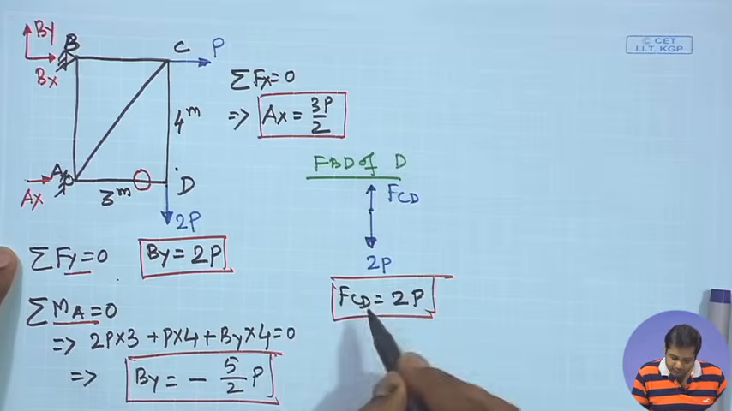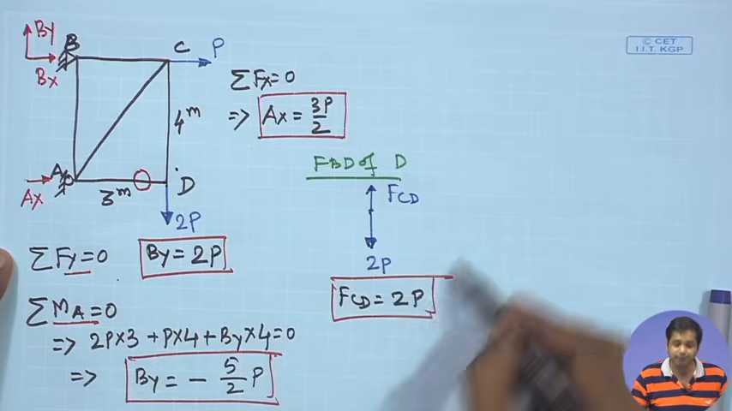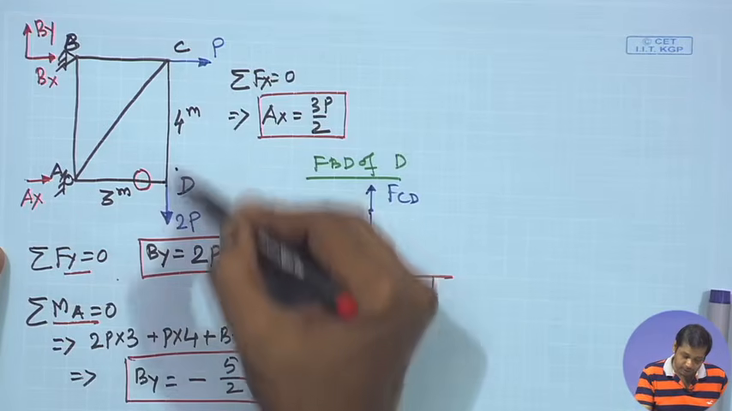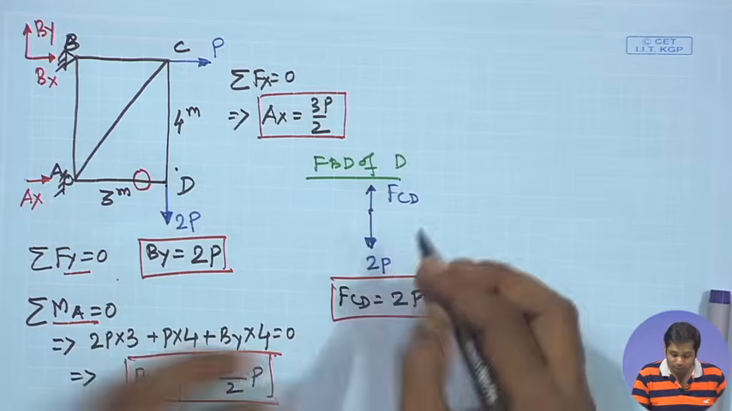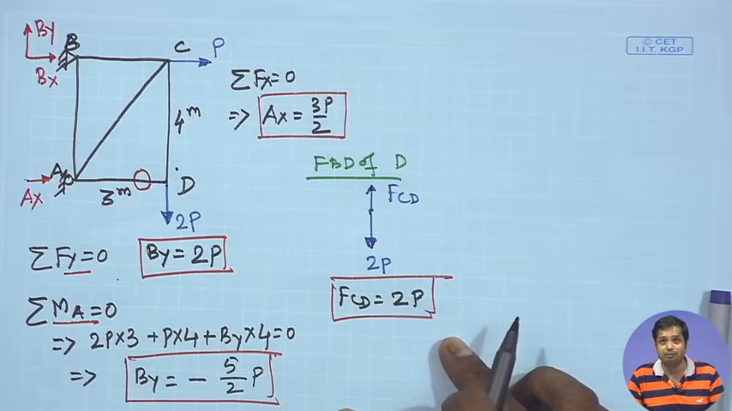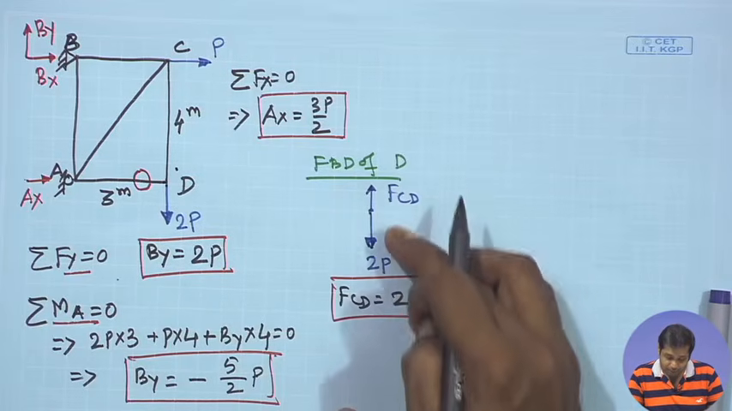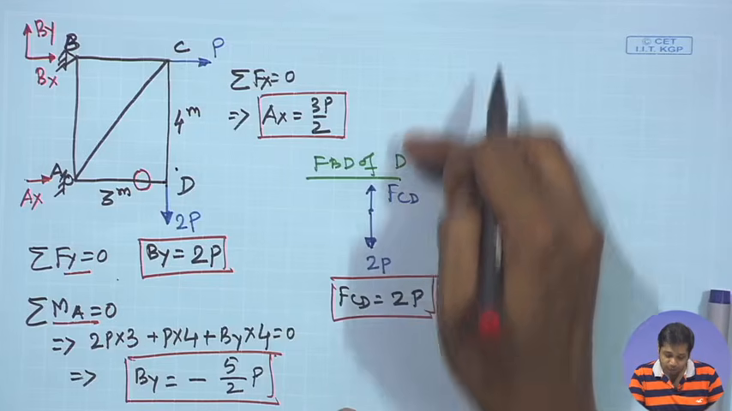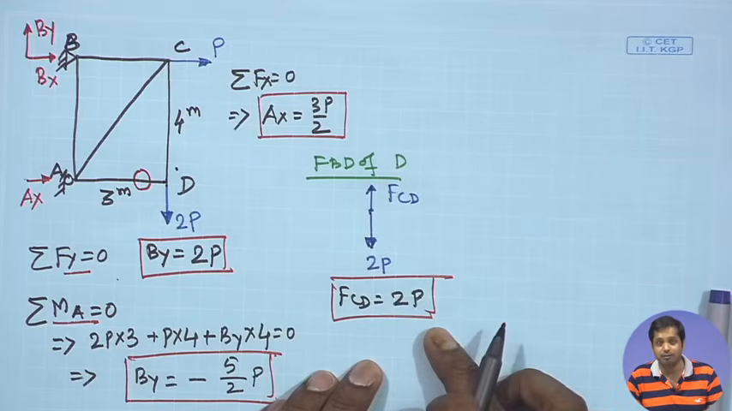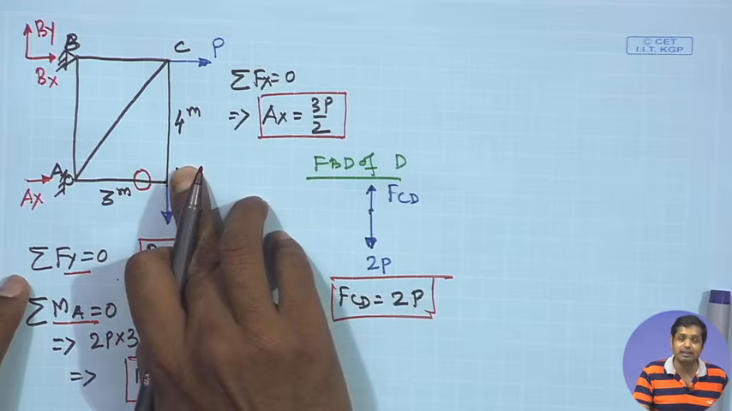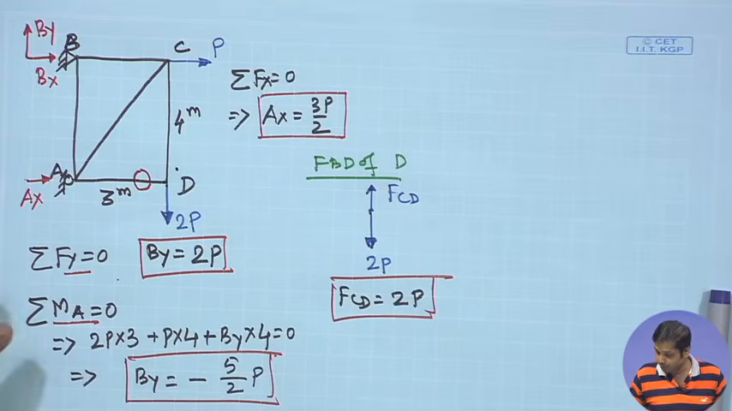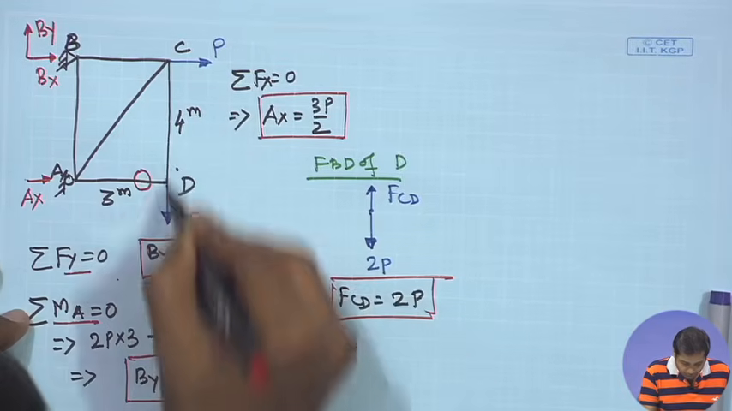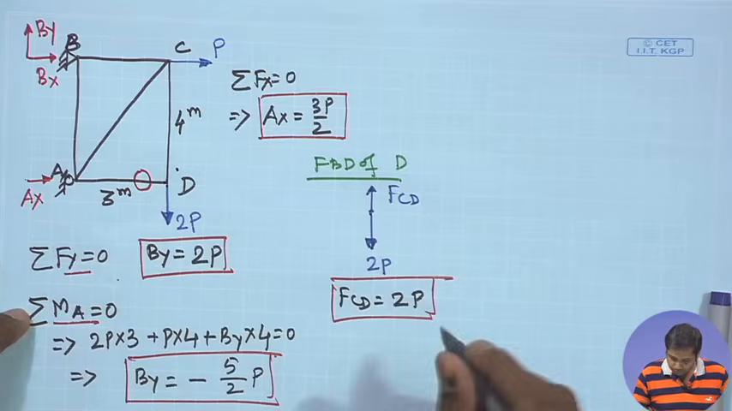So, to say FCD is equal to 2p, really you don't have to do this, but we are actually applying the equilibrium condition. You don't have to take the components of forces in the y direction to find out FCD is equal to 2p. Just by looking at it, we can say that FCD will be 2p. So, in this member, FCD is equal to 2p.